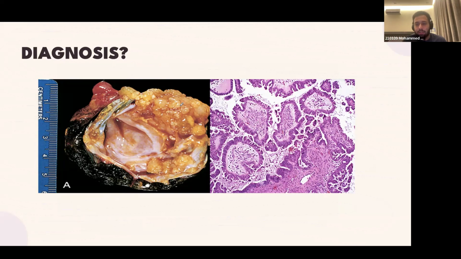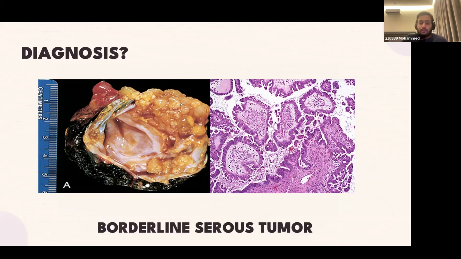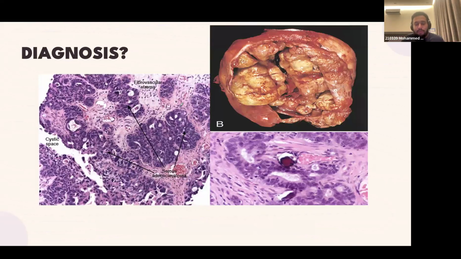Borderline serous. Excellent. Good. So this is borderline serous cystadenoma, okay? Borderline tumor, in terms of we don't know if it's benign or malignant. It could go either way, okay? So we say it's borderline. It's about to be malignant, for example. Which is then what happened to this patient?